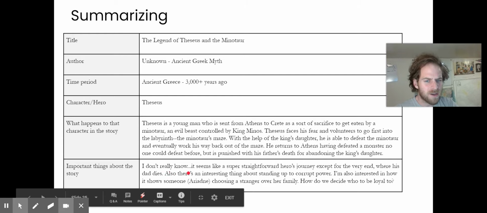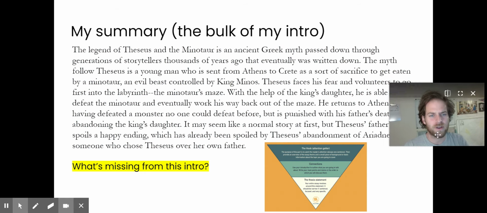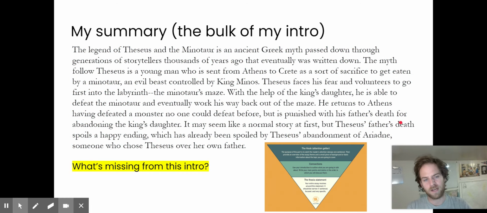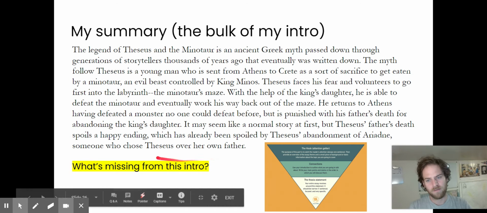You'll see a part down here, important things about the story. I said, I don't really know. It seems like I was using my own words here. I said, it seems like a super straightforward hero's journey, except for the very end, where his dad dies. That doesn't seem very much like a hero's journey. So you'll notice I cleaned up some of that language. You can pause and read this right here. But I also added this part of the summary where I give my hero's journey a little bit of that uniqueness that we talked about on the rubric.